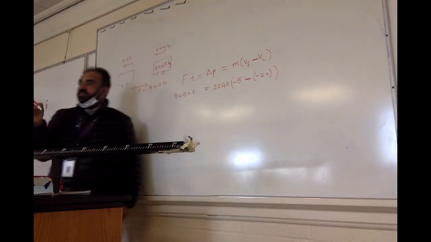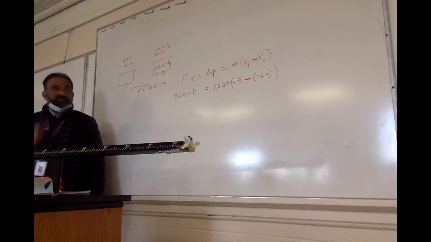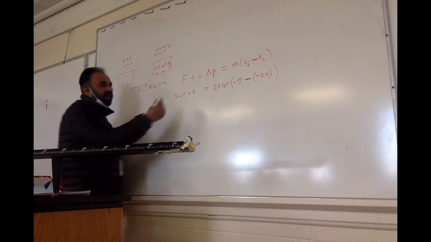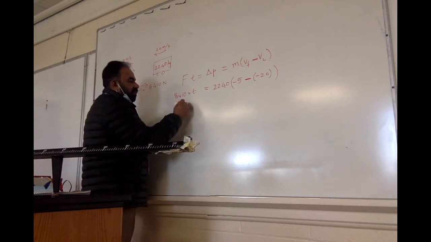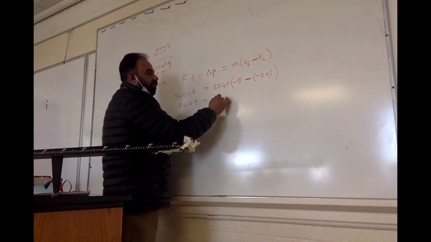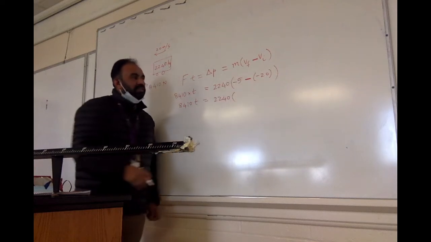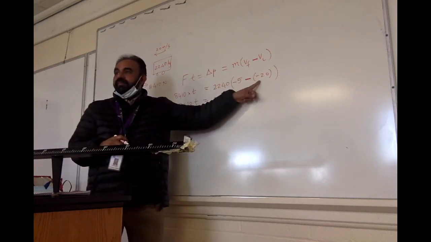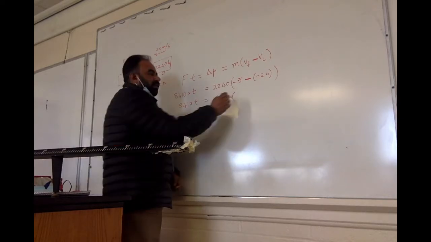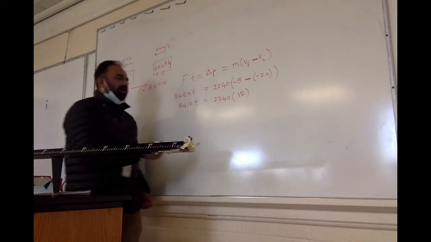And this is where things can go wrong, so I'm letting you know. Be careful when you substitute stuff. And then after this, it's only clean up. This is 2240 times. What is this? What is negative of negative? Positive. Positive 20, -5, 15. And then now you work it out.